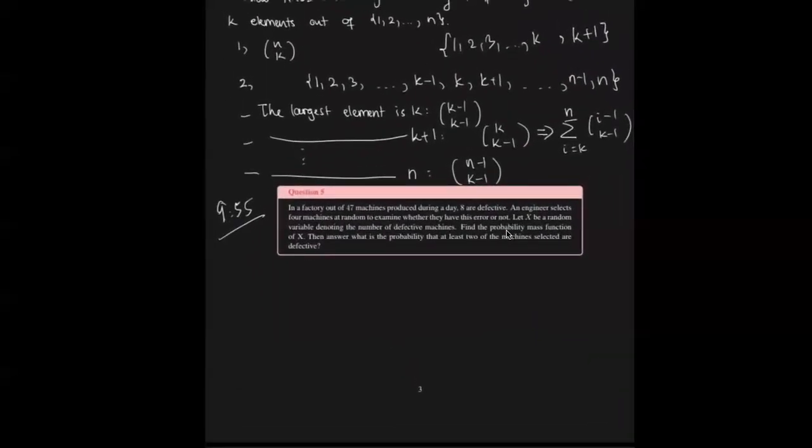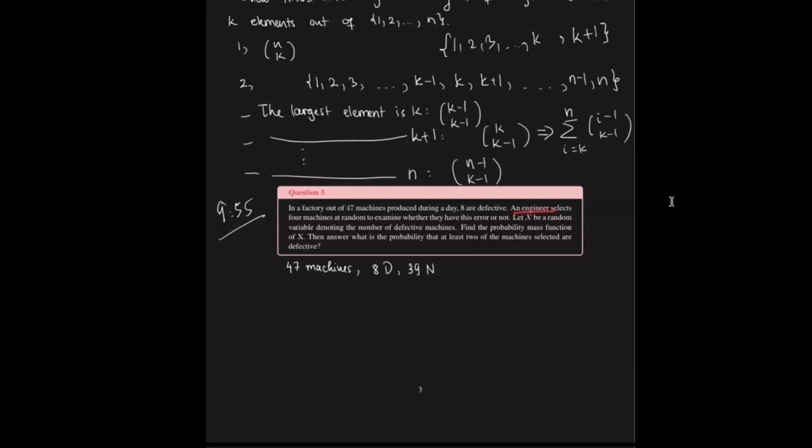Okay, so we have 47 machines here. Out of that, 8 are defective, which means 39 of them are non-defective. I hope I calculated this right. Since there is no replacement, we have a fixed sample. This would be hypergeometric. Yes, that's correct.